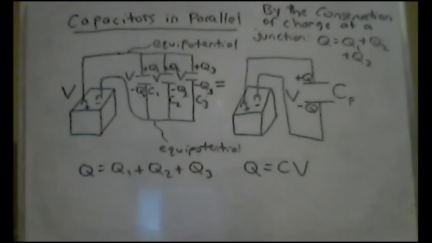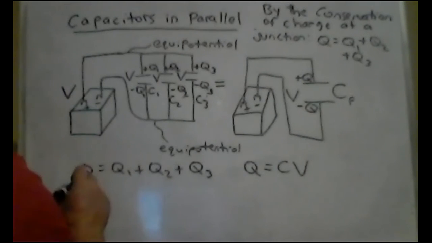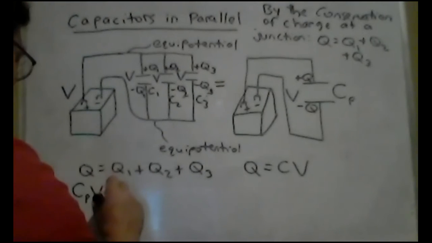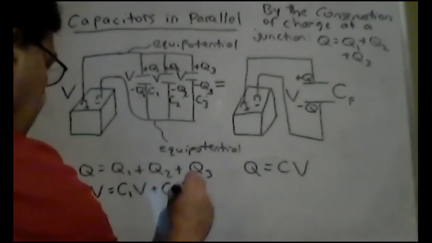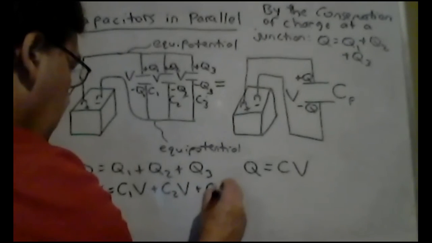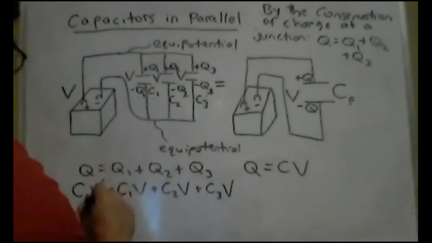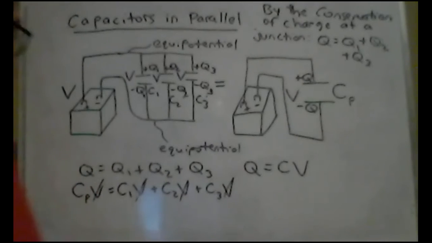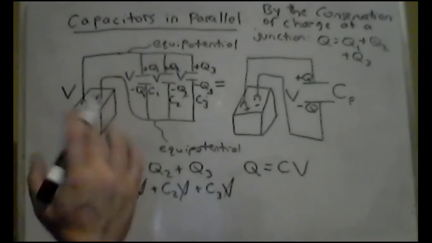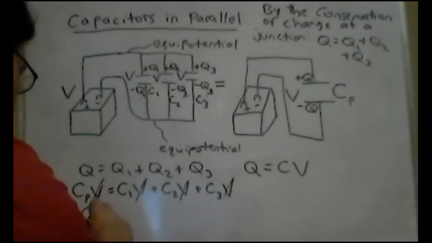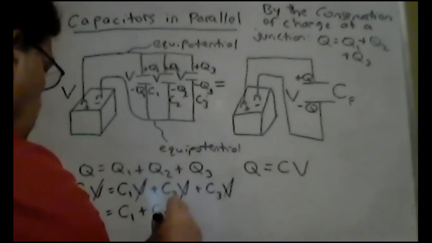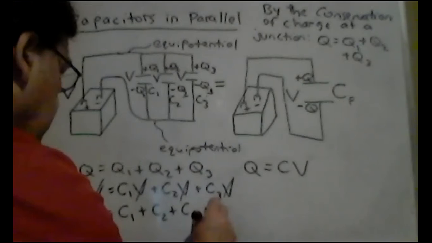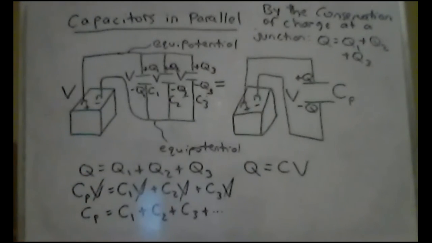They all have the same potential difference across them. So I could literally say, well, I have C parallel V equals C1V plus C2V plus C3V, and all the V's cancel. They all have the same potential across them. So for capacitors in parallel, it is quite simple. For a parallel arrangement, capacitors in parallel simply add: C1 plus C2 plus C3 plus dot, dot, dot, if I have more capacitors in parallel.